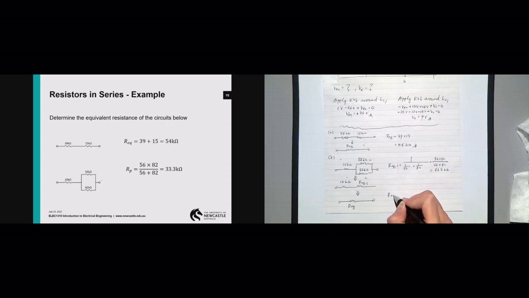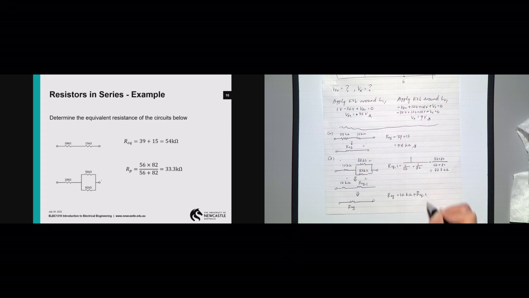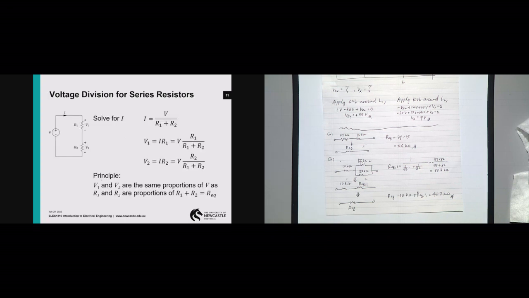So R equivalent is now simply 10 kilo ohms plus R equivalent 1 here, which is 43.3 kilo ohms in total. Correct?